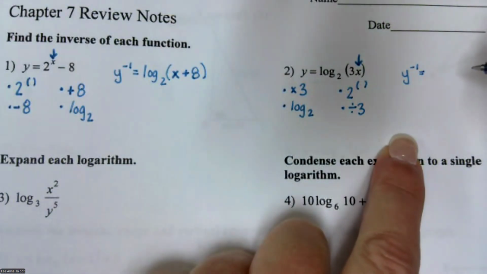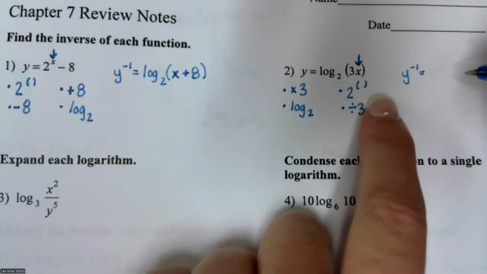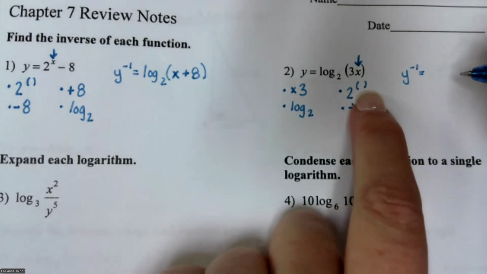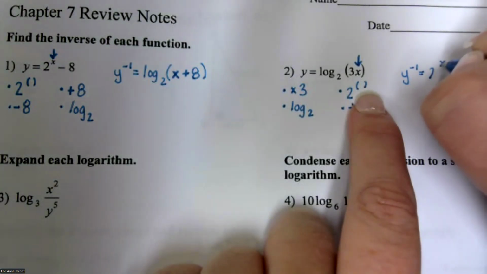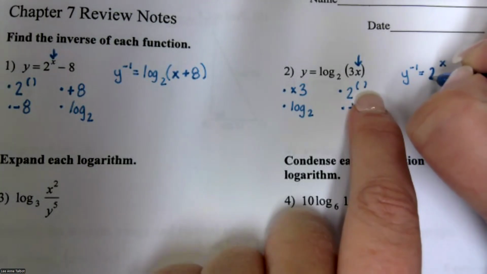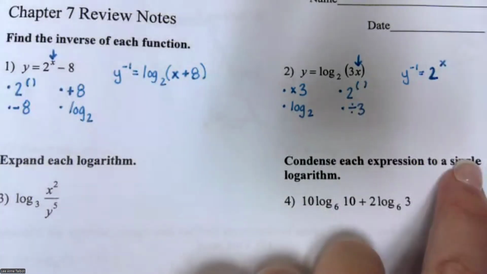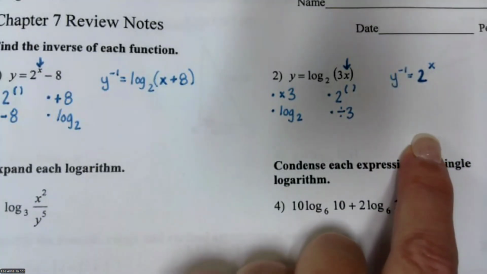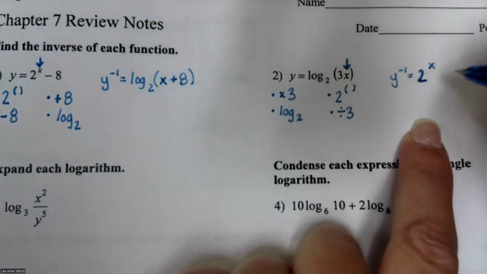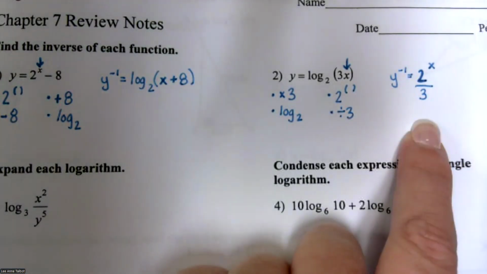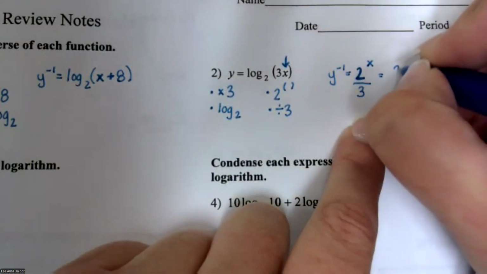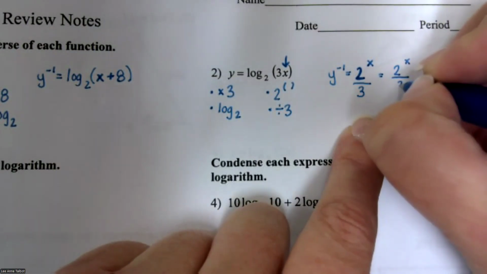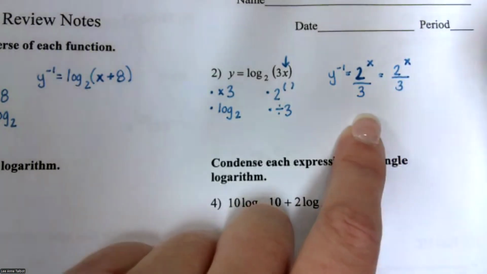Inverse notation. Okay, now I know that my first step is going to be 2 to the power, so I'm going to put my x up in the exponent and do that 2 to the power. And then divide by 3 on everything. And that's not really that pretty, so I'm going to make it a little prettier.